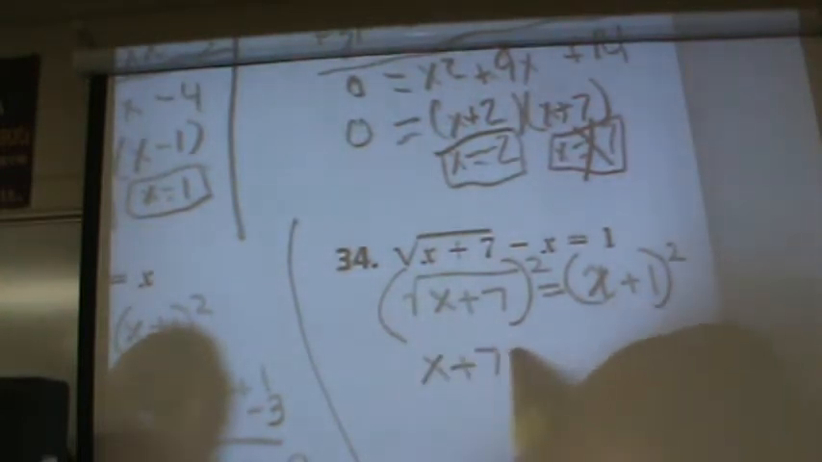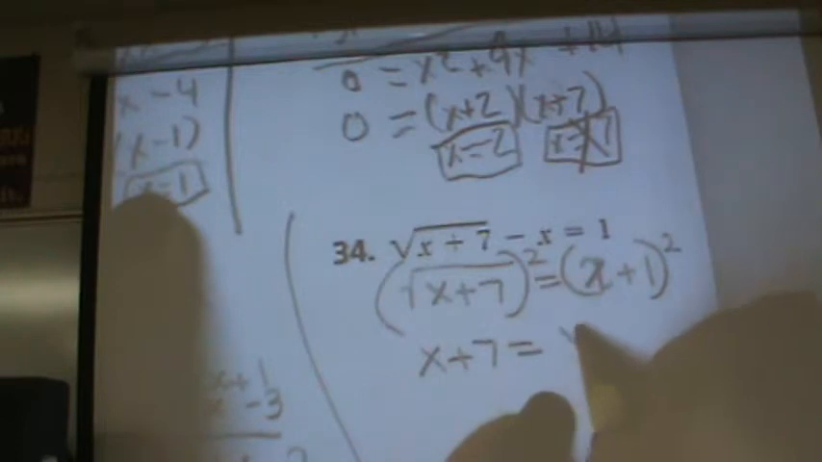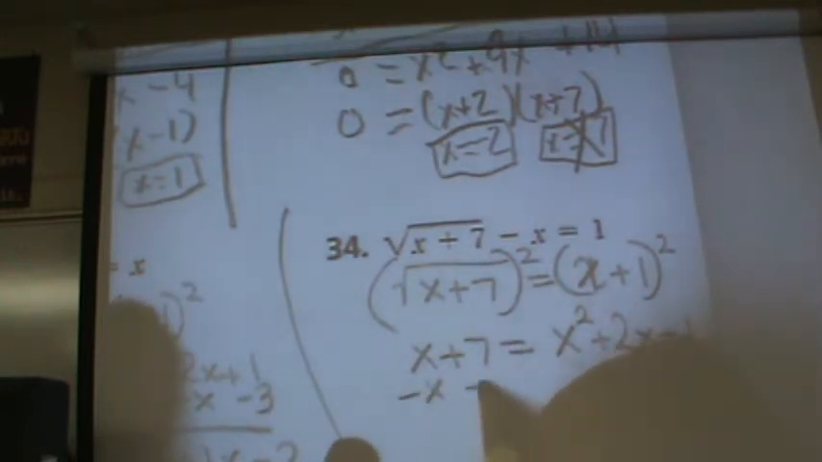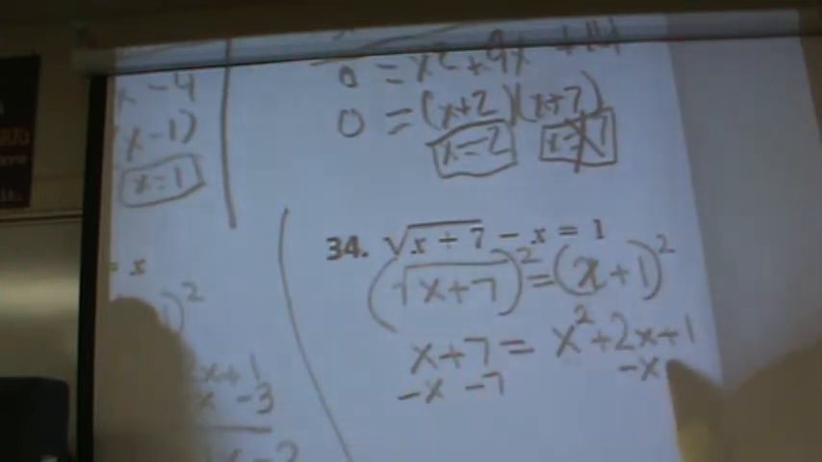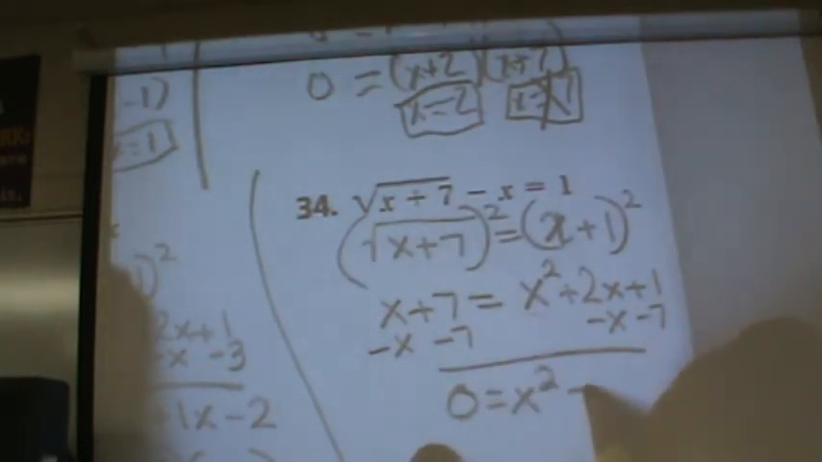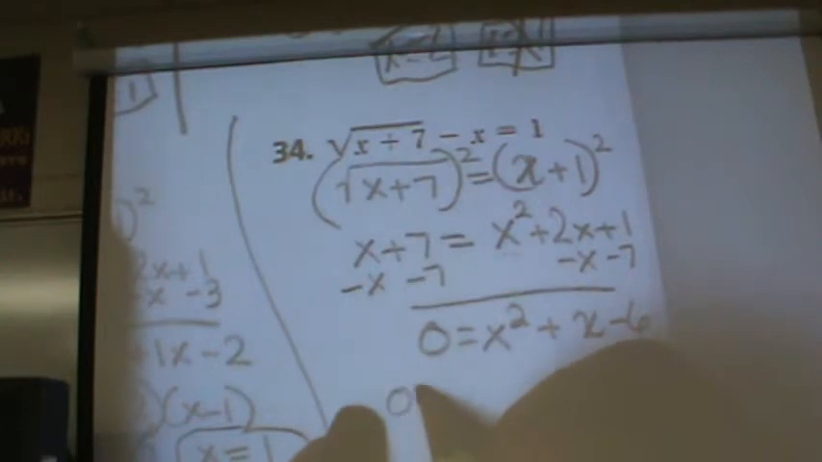And you get x plus 7 equals what? What do you get when you FOIL this out? X squared plus 2x plus 1. Now we're going to subtract x and we're going to subtract 7. So you get your 0 on this side, x squared plus 2x minus 1x is 1x, and then minus 6. What two numbers multiply to give you -6 but add to be 1?